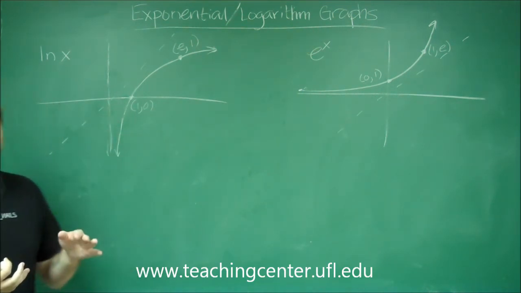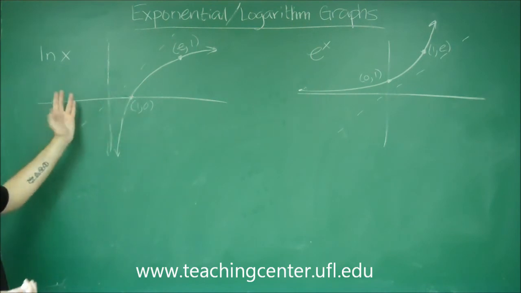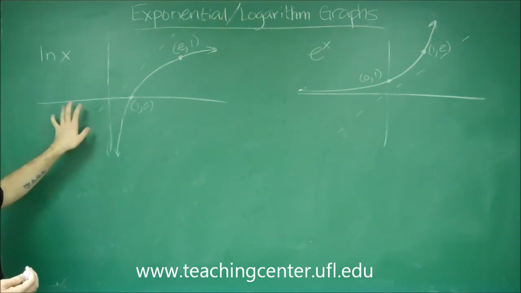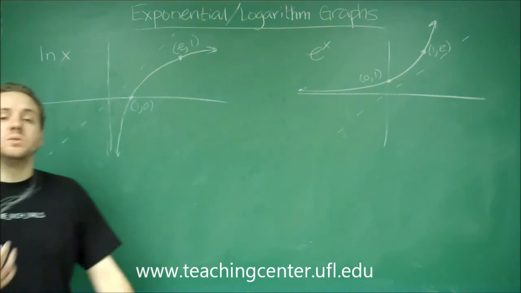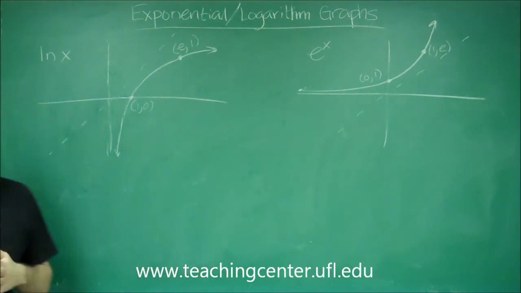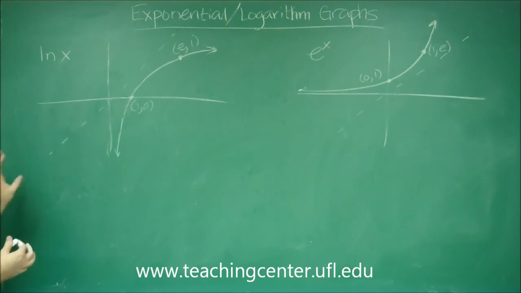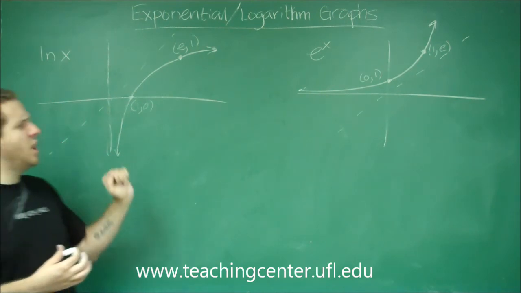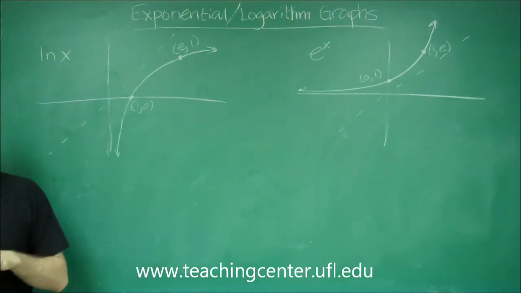Or if it's reflected right now over the y-axis, the vertical asymptote would not move. But if it was shifted and then reflected, it would move. So those are things you need to take into account. But just knowing the basic shapes for logarithm and exponential graphs is going to help you a lot on the tests.